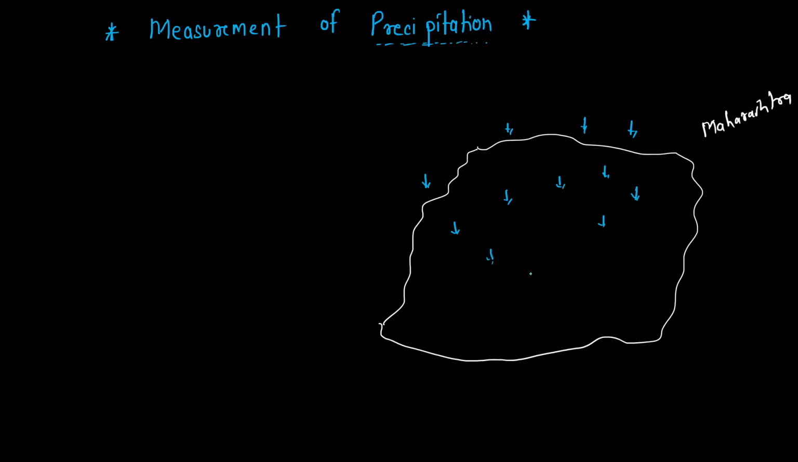So how do we know, or what is a measure to identify, if I want to ask what is the amount of precipitation, or was the precipitation this year more than the previous year or was it less? So we have to measure the precipitation, that is, we have to measure the amount of precipitation. So what are the various measurement devices which are available and how should we measure? To understand that, we'll just take a small area from this Maharashtra.